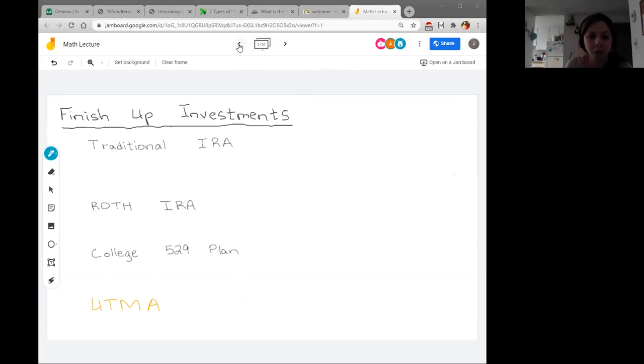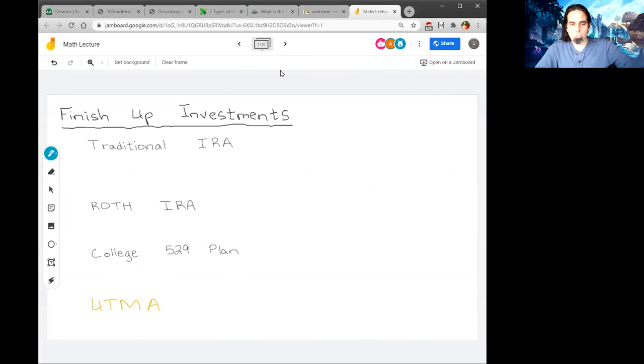Okay, here we go. So this was the announcement page. Now I'm on page 2. So 3 common and a 4th, not quite as common, but good to know about. So who knows the difference between a traditional IRA and a Roth IRA?